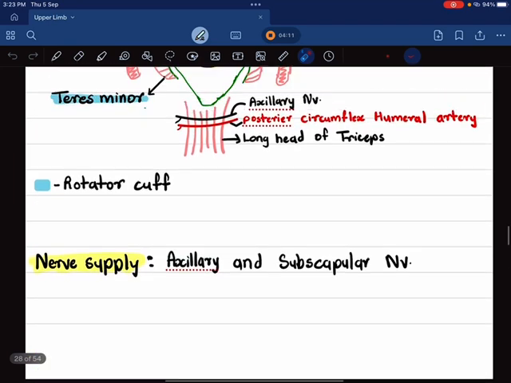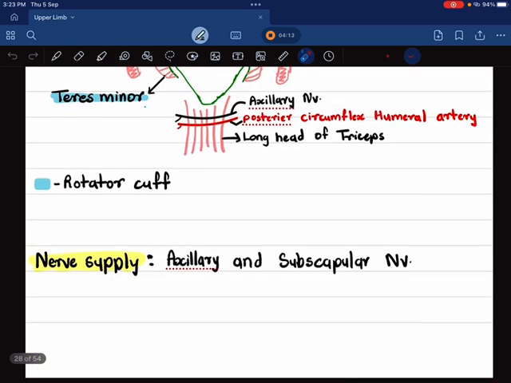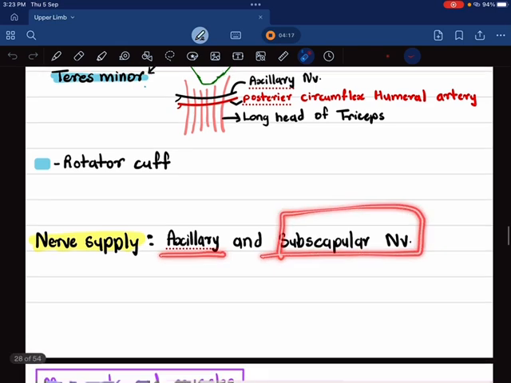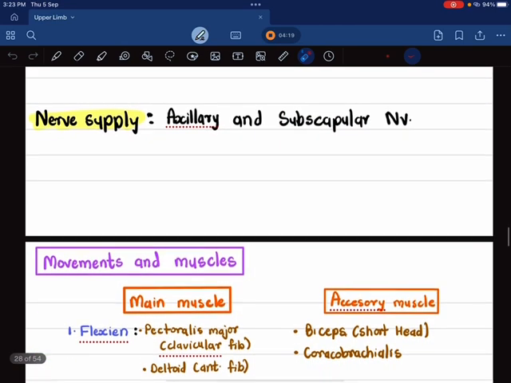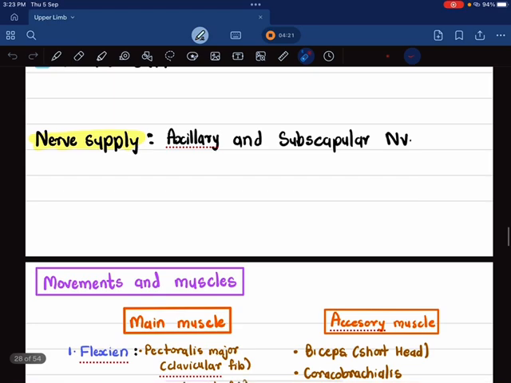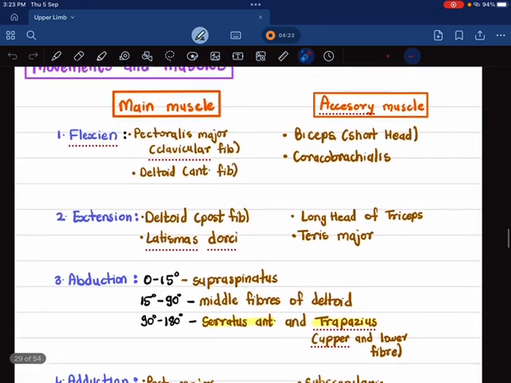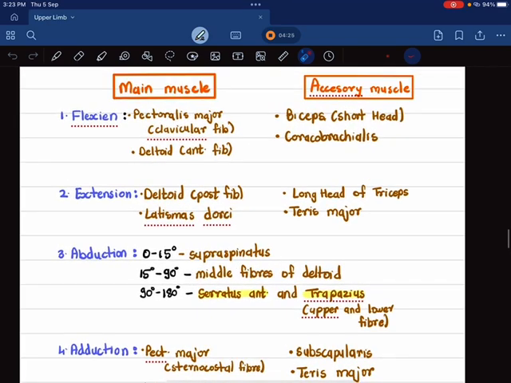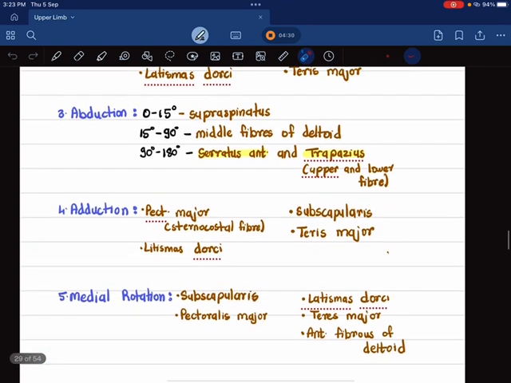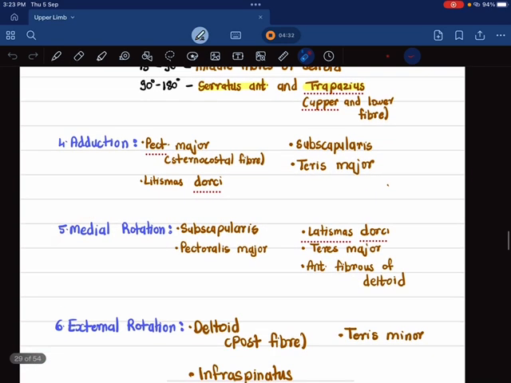Nerve supply to the shoulder joint. The nerve supply to the shoulder joint includes 2 nerves, axillary nerve and subscapular nerve. Now the movements and the muscles involved in the movements. There are 6 movements in the shoulder joint, which include flexion, extension, abduction, adduction, medial rotation and external rotation.